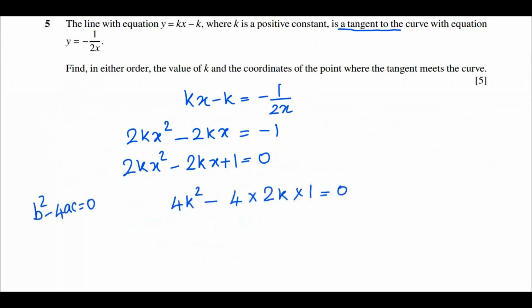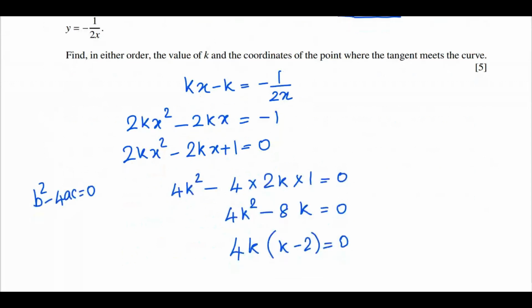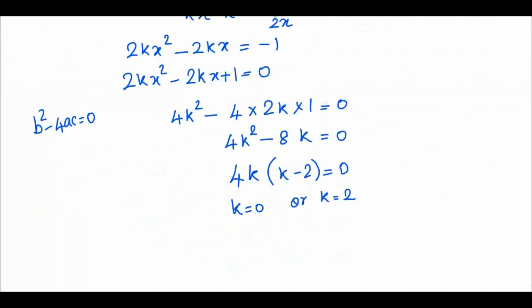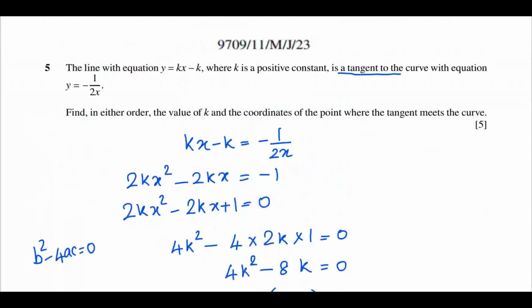This can be written as 4k square minus 8k equal to 0. We can take out 4k commonly. So k minus 2 equal to 0. So k is equal to 0 or k equal to 2. So k is given as a positive constant. So we will take the k value as 2.